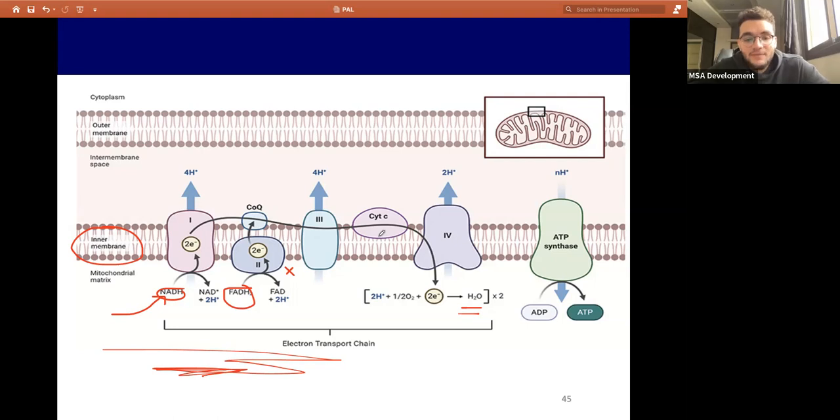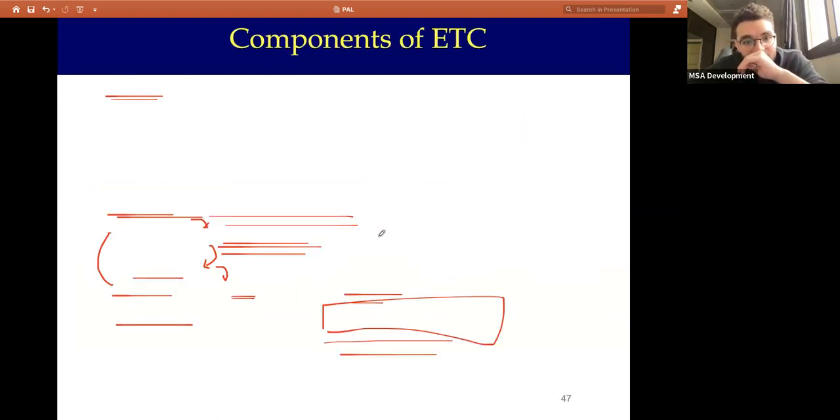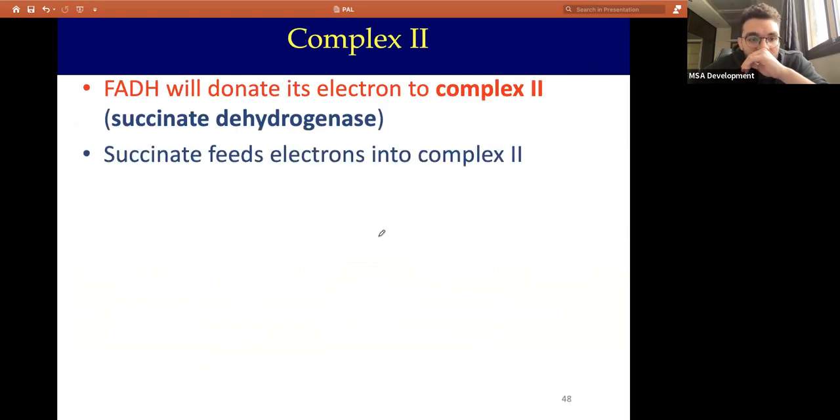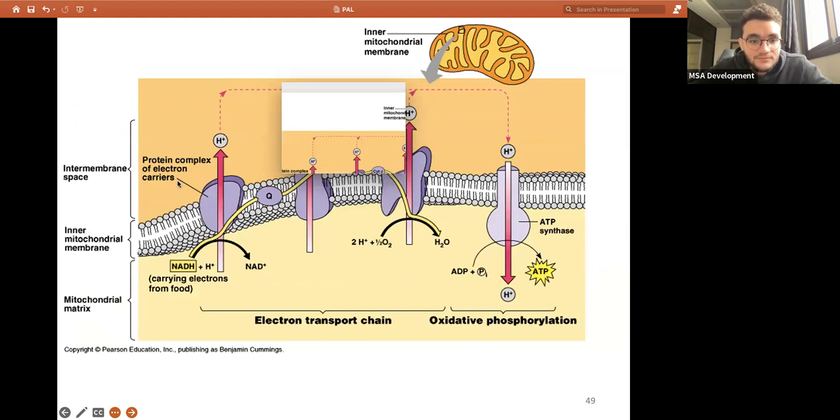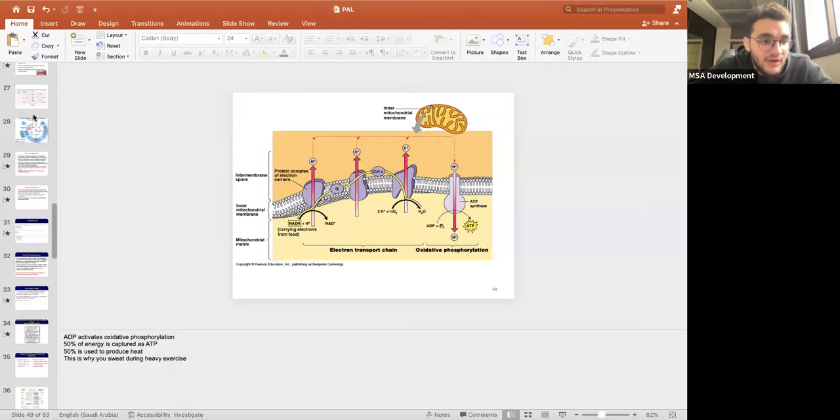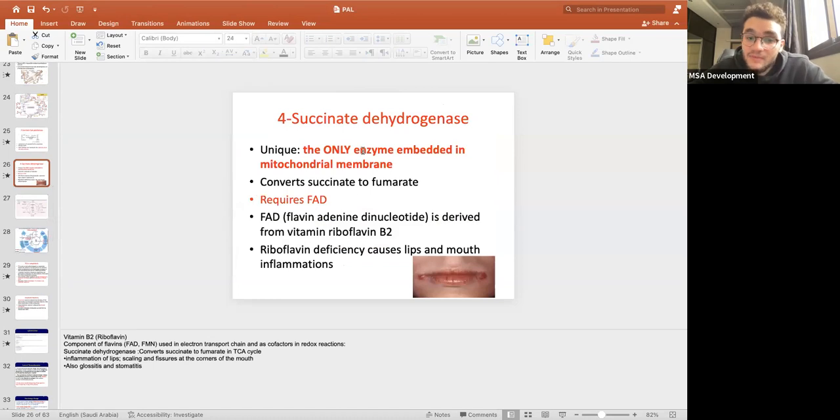Okay. Now I want you to recognize something. What is complex number 2 also called? It's called succinate dehydrogenase. Now, succinate dehydrogenase, remember, where is it also found? It's also found in the TCA cycle. Remember succinate dehydrogenase, because it's the only enzyme in the mitochondrial membrane. It's complex number 2 for FADH2, because it converts succinate to fumarate, and it's also the enzyme that accepts the electron from FADH2.